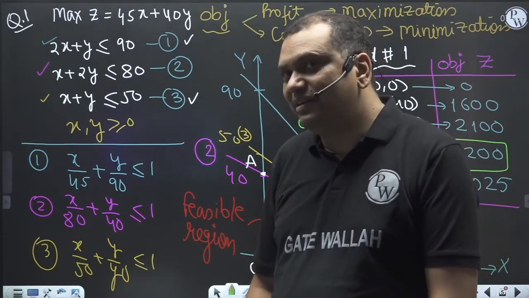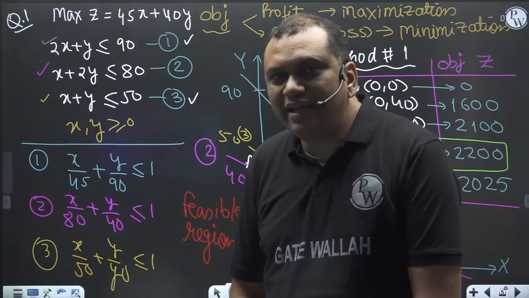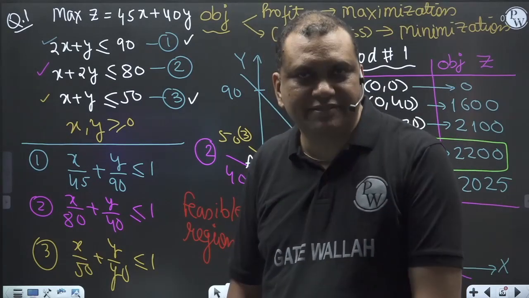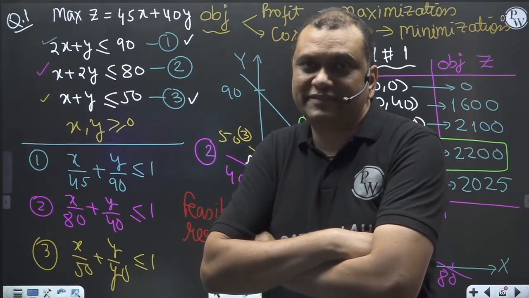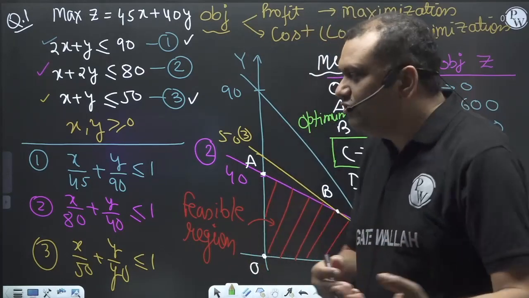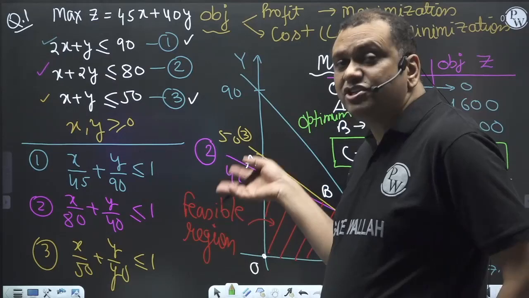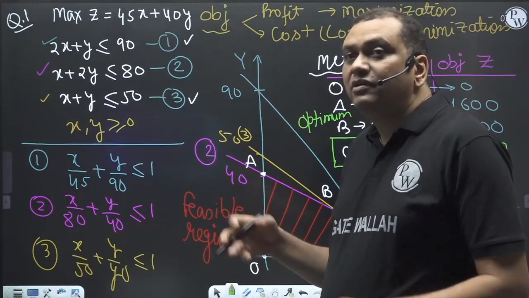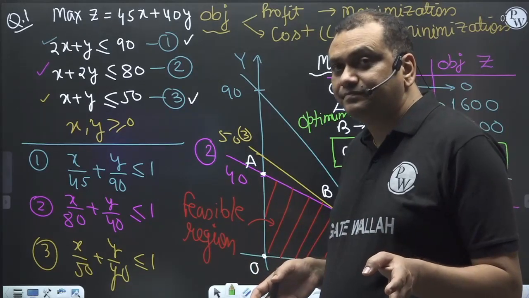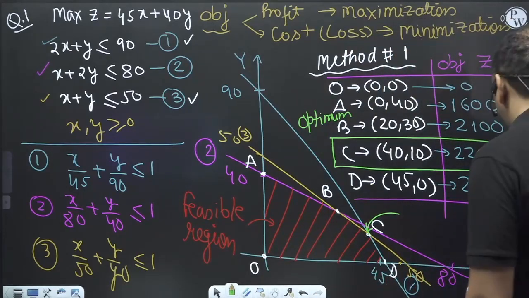Now, please remember, in GATE there is a time crisis. So we may not have time to calculate each and every point and then find out the objective function value. So there is one more method.